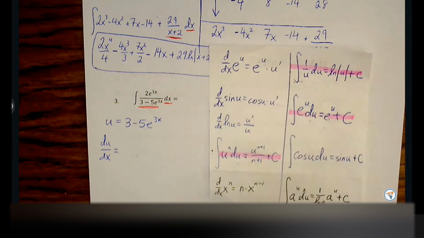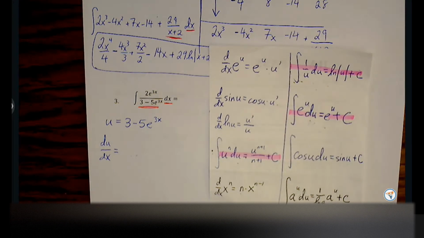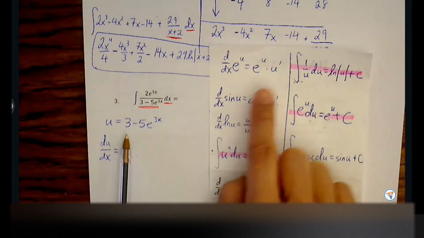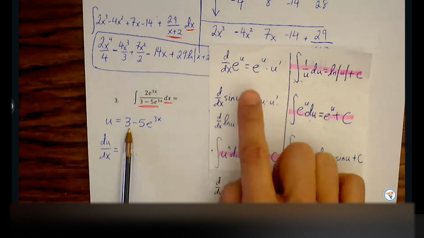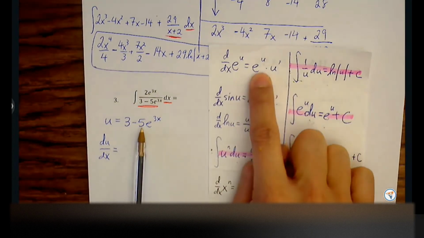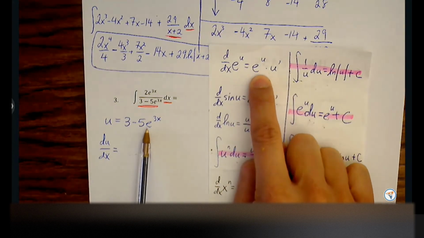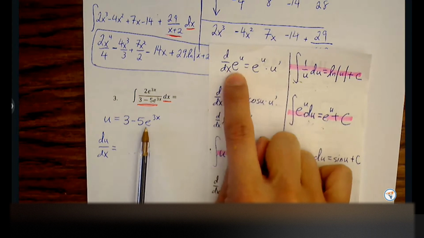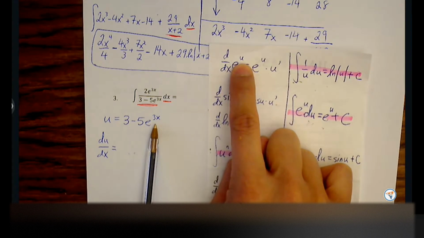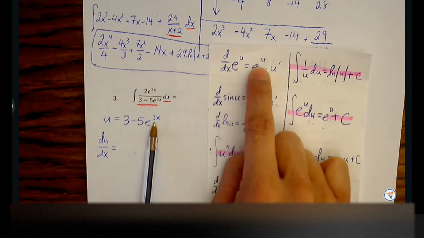Okay. So is it e to the 3 minus 5e to the 3x times negative 15xe? Okay, how, so am I doing it wrong? So the 3 is going to go away. Okay, so 3 is a constant, and we're just going to follow this rule here. Okay, so the rule says if I have e to the u, it just becomes e to the u times u prime.